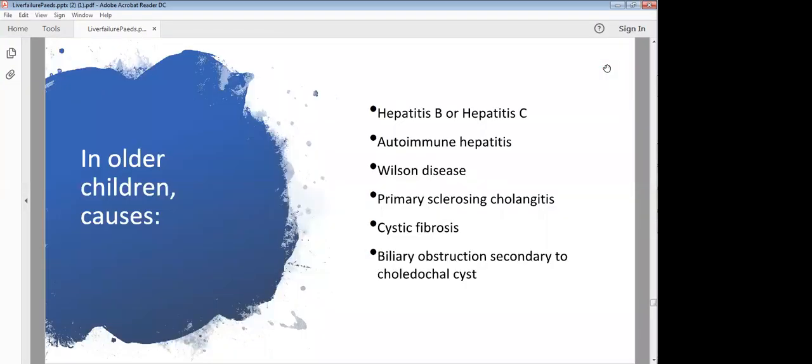Okay. In older children, hepatitis B and hepatitis C, as mentioned, are the most common. Okay. Next.